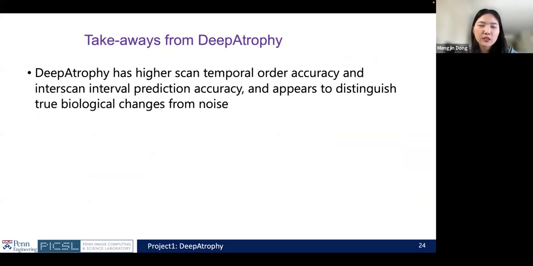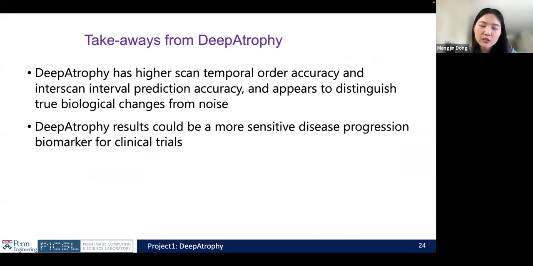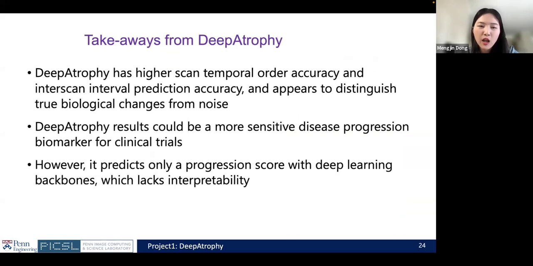And to summarize, the takeaways from DeepAtrophy are that it has higher scan temporal order accuracy and interscan interval prediction accuracy, and it appears to distinguish true biological change from noise. This result could be a more sensitive disease progression biomarker for clinical trials. However, it predicts only a progression score with deep learning backbones, which lacks interpretability.